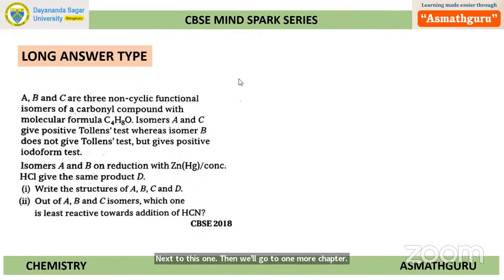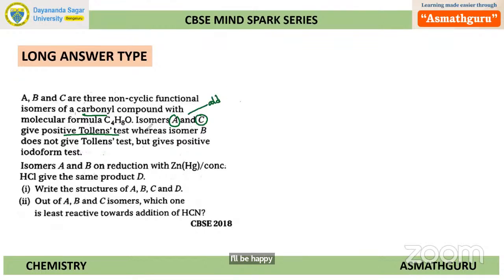B is a ketone, sir, because it does not give the Tollens test. He says non-cyclic, remember. That means open chain. They are carbonyl, means aldehyde or ketone. But among these, A and C give Tollens reagent test. That means they are aldehyde. And B does not give. B is a ketone. Yes, you got it. So B should be ketone.